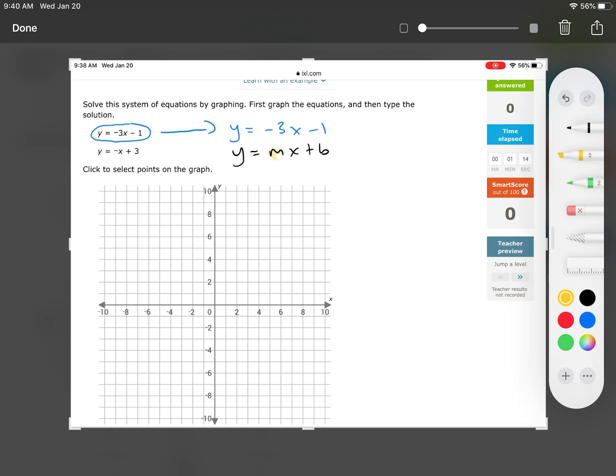If you have a highlighter, I would recommend highlighting the m, which is the number in front of the x, called the coefficient. This coefficient is the number in front of the x, and it's also the slope. Then you could highlight the b, and the b represents the y-intercept.